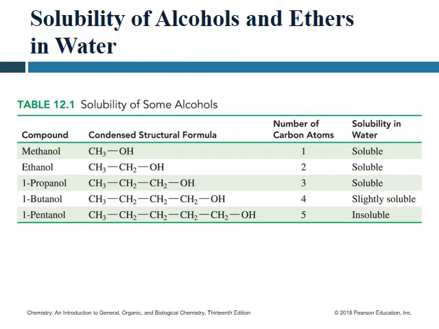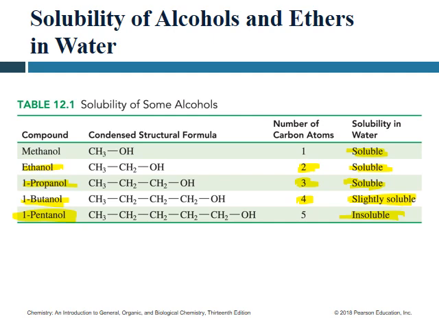So for instance, methanol has only 1 carbon, so it would be soluble in water. Ethanol only has 2 carbons, so this would be soluble in water. Propanol only has 3 carbons, so it would be soluble in water. Butanol has 4 carbons, so it is still trying its best to be soluble in water, but it is only slightly soluble. But anything above this, as I increase the carbon numbers, pentanol, hexanol, heptanol, octanol, decanol, it's all going to be insoluble because that small hydroxy group cannot keep it soluble in water.